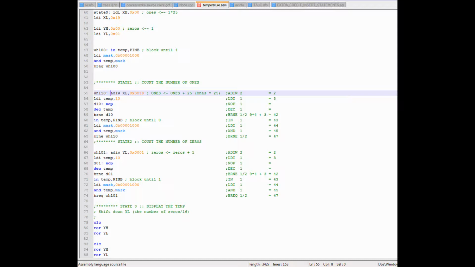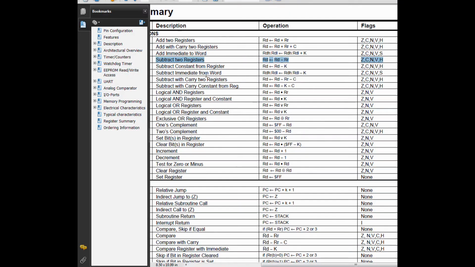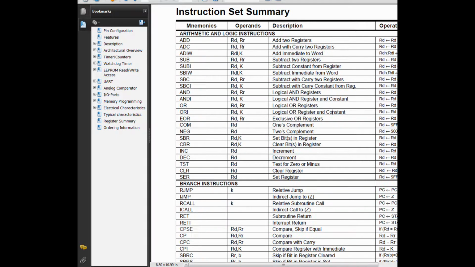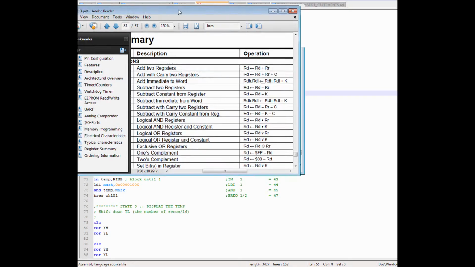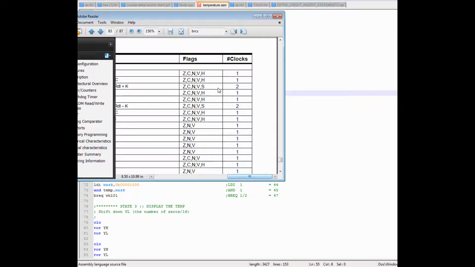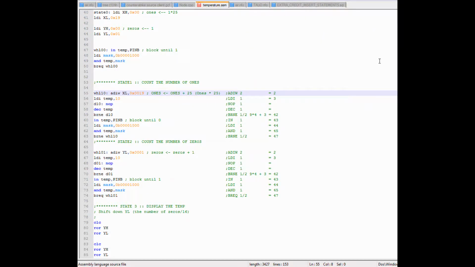And the way you do that is you take a look at the data sheet on the ATTiny, and you go to the individual instructions. You find each one. First one is add immediate to word. You come over here, you look, and you see it has 2 cycles. Put it there, and you just go through each one. Most of these are 1. The branches are either 1 or 2, depending on if they branch or not.